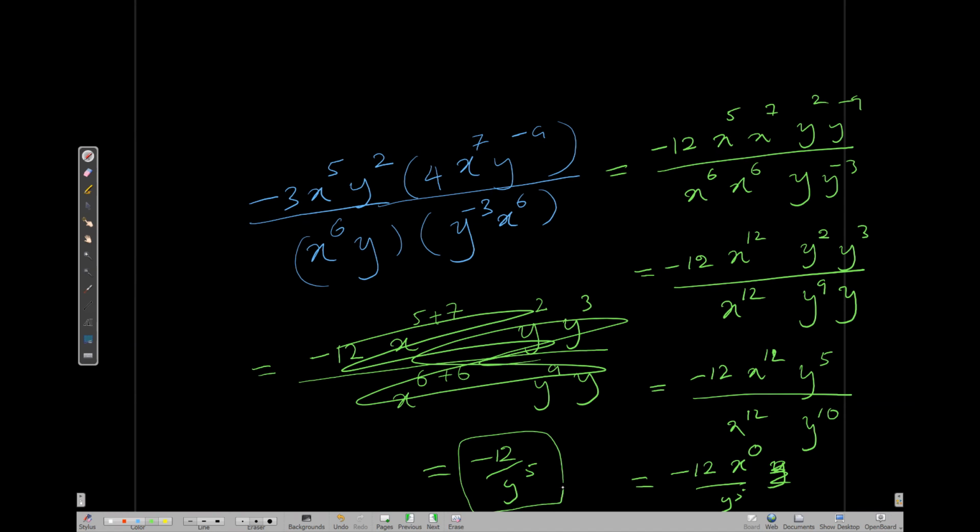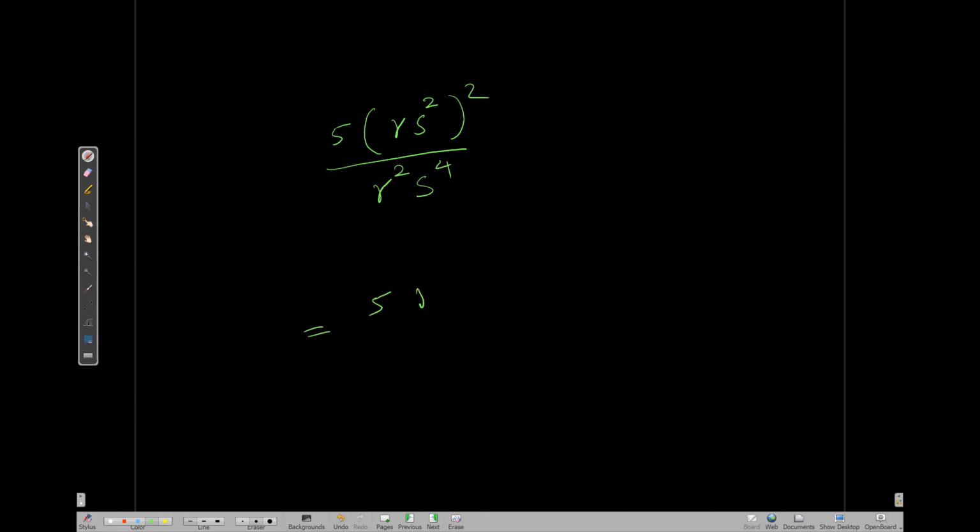Okay. Now, let me see. How about this example? 5 r squared s to the 4th, divided by r squared s to the 4th. This is an easy example actually.